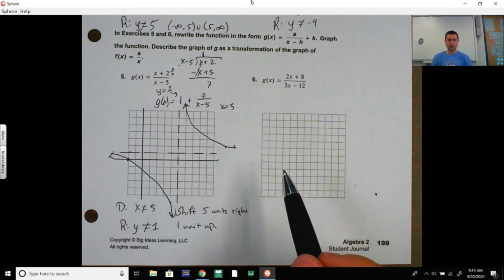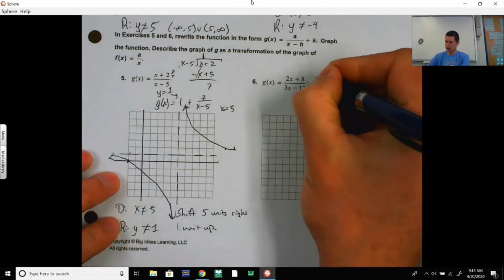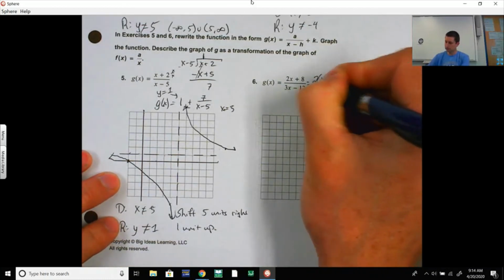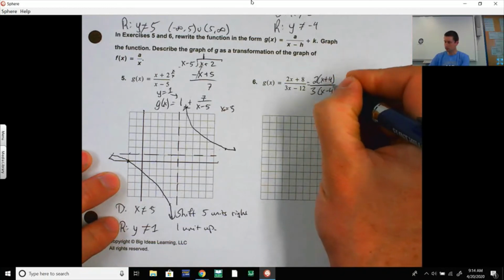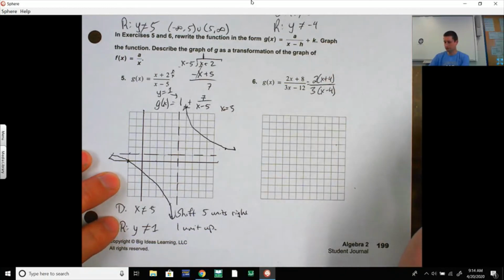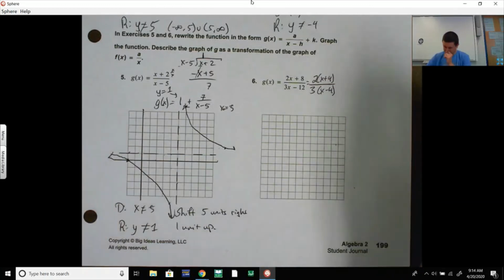Ooh, a big one. Look at this. You know what I do first on this one? I noticed that the top I can write as 2 times x plus 4. The bottom I can write as 3 times x minus 4. Interesting. I'm not sure if that's helpful, but I did notice that.